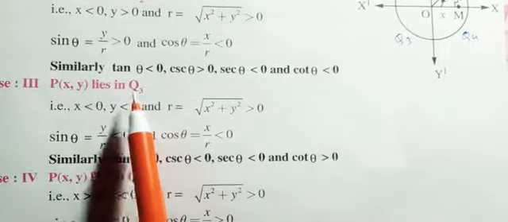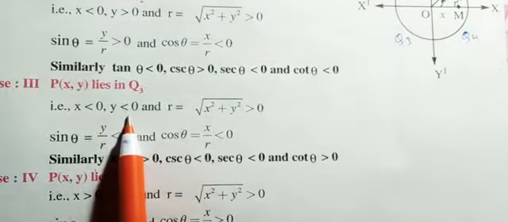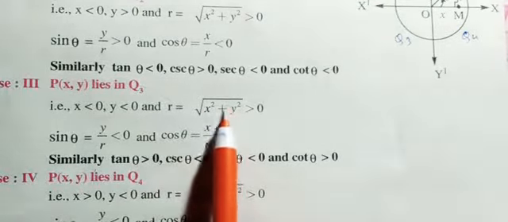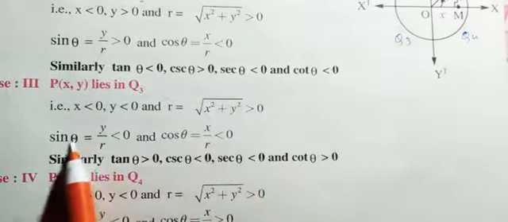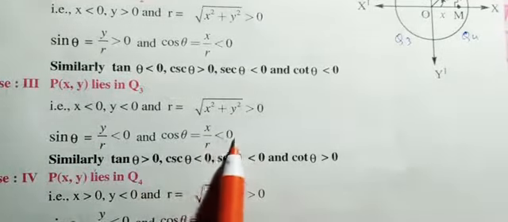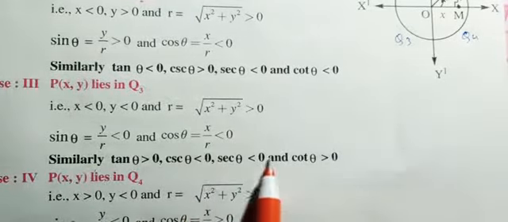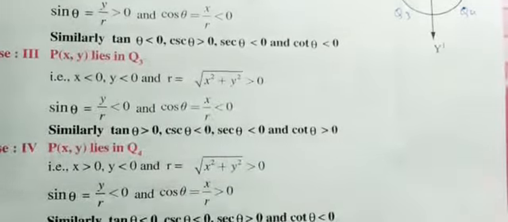Since we have already found sin theta and cos theta, now again move to P(x, y). If it lies in quadrant 3, then x less than 0, y less than 0, obviously r is equal to root over x square plus y square, which is greater than 0. Sin theta is equal to y by r, which is less than 0, and cos theta is equal to x by r, which is also less than 0. Similarly, tan theta, cosec theta, sec theta are also less than 0, and cot theta is greater than 0.